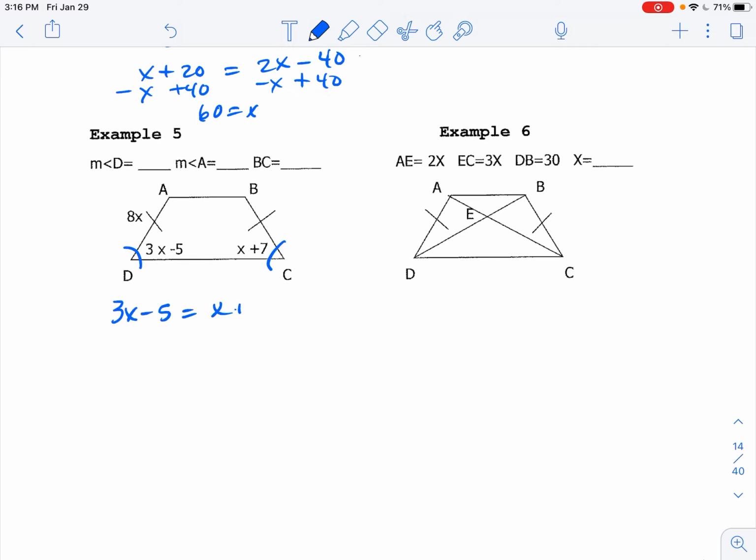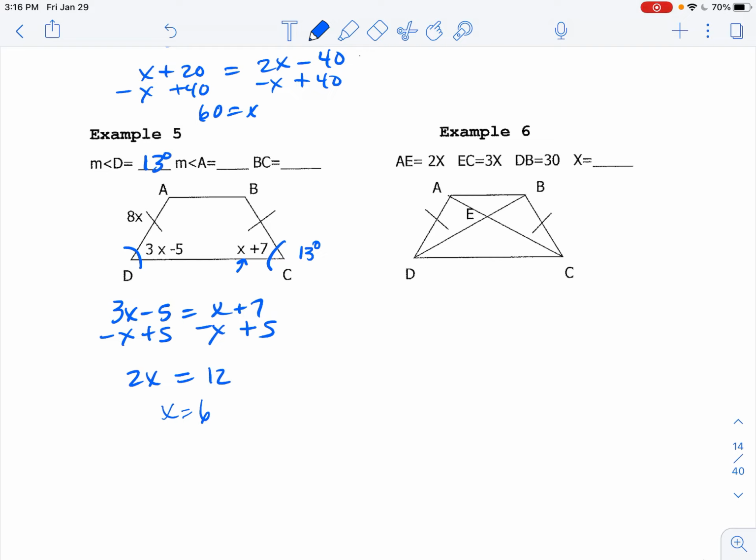Okay, so another isosceles trapezoid, I know that base angles are congruent. So 3x minus 5 is equal to x plus 7. Let's just do the algebra. Solve for x. So this is 2x is equal to 12, and x is equal to 6 if I divide both sides by 2. So my base angles, if I plug in a 6 right here, 6 plus 7, this is 13. So the measure of angle D is 13 degrees.